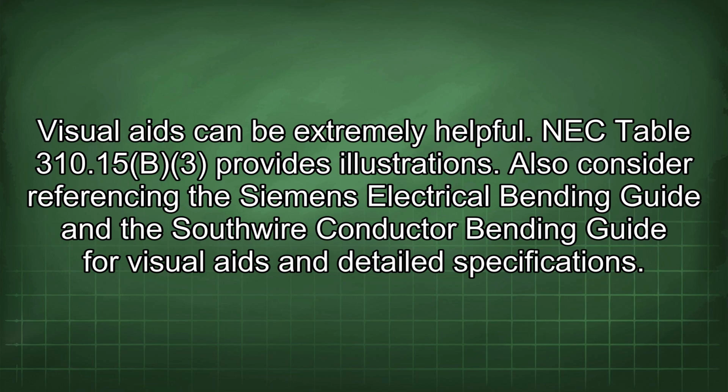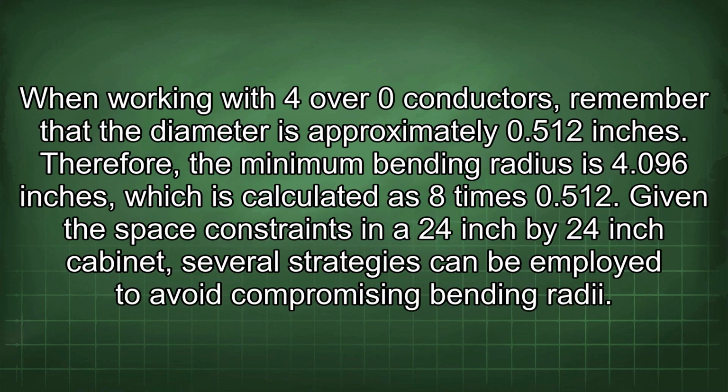Visual aids can be extremely helpful. NEC Table 310.15(B)(3) provides illustrations. Also consider referencing the Siemens Electrical Bending Guide and the Southwire Conductor Bending Guide for visual aids and detailed specifications. When working with 4/0 conductors, remember that the diameter is approximately 0.512 inches. Therefore, the minimum bending radius is 4.96 inches, which is calculated as 8 times 0.512.